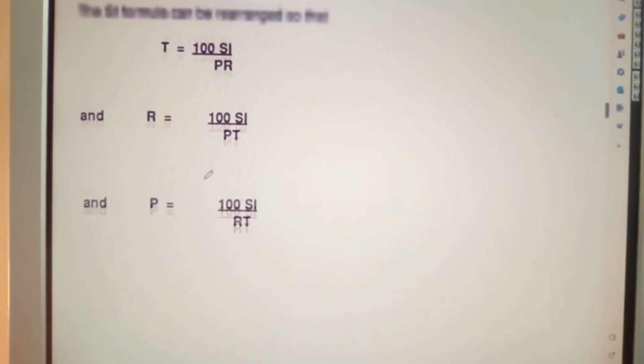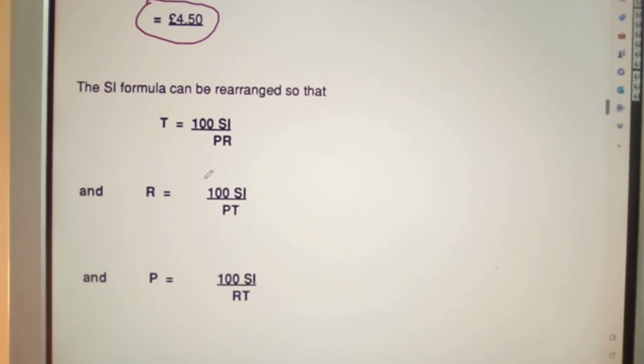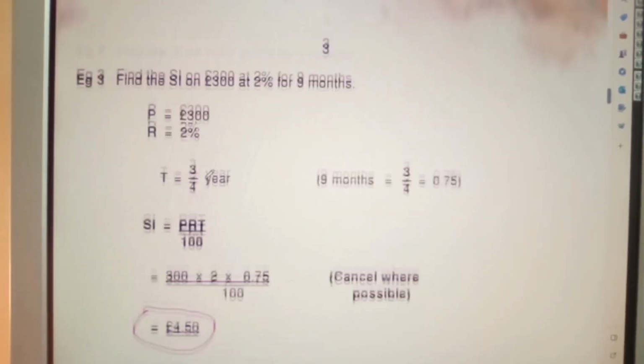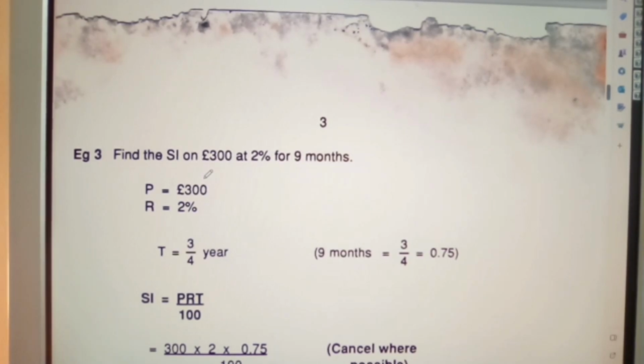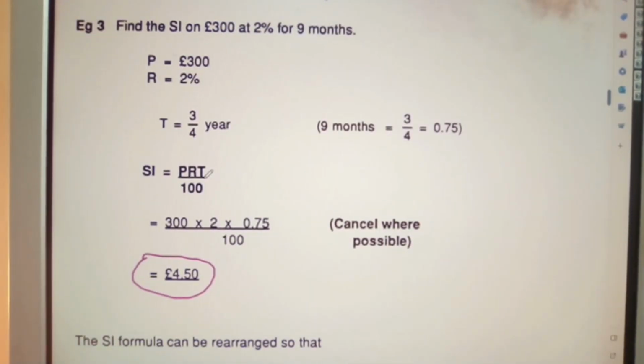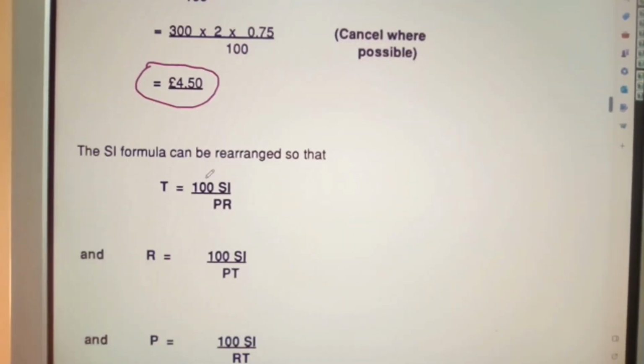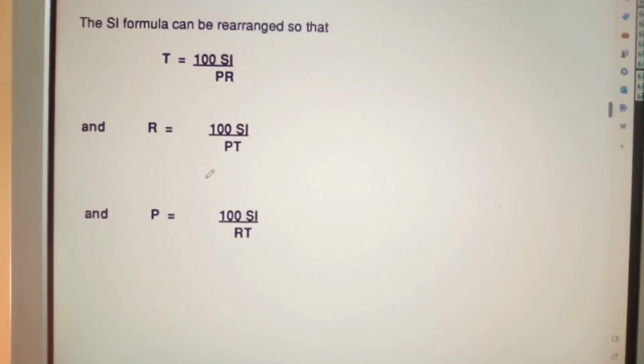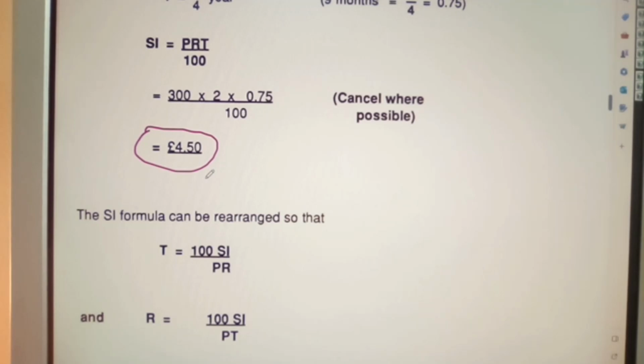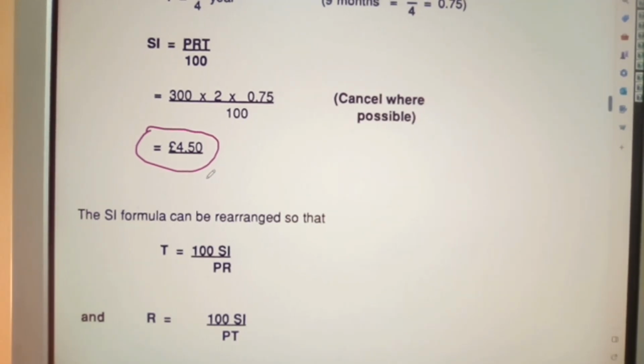Taking our formula, let me just go back a little bit. What do we need to do in this case? We need to rearrange our formula for t, don't we?